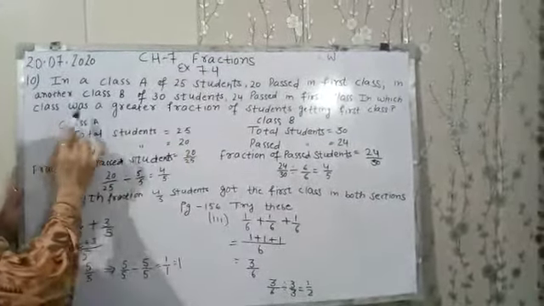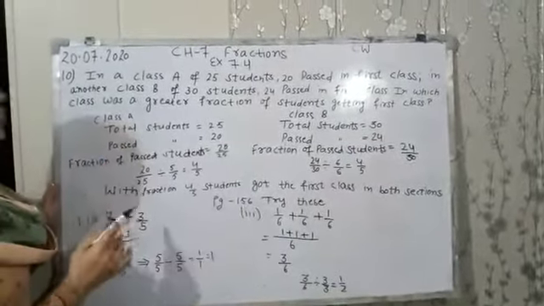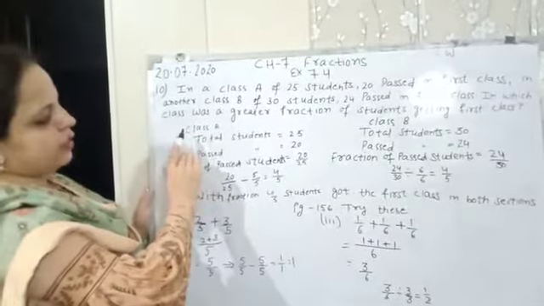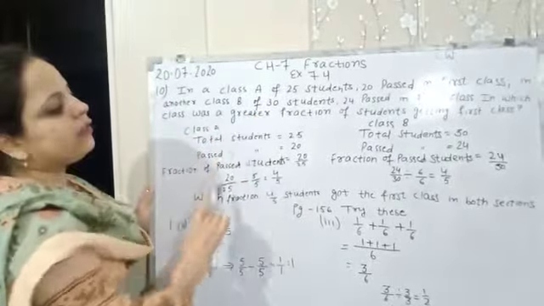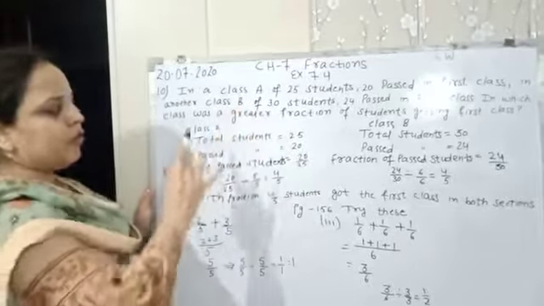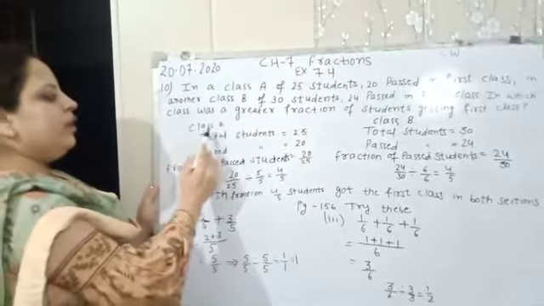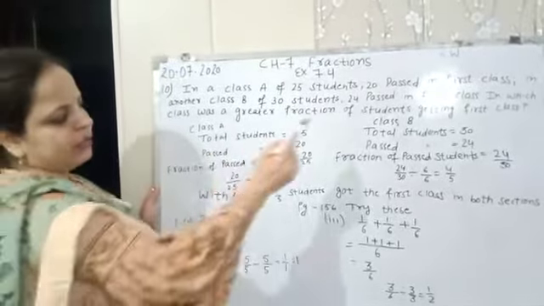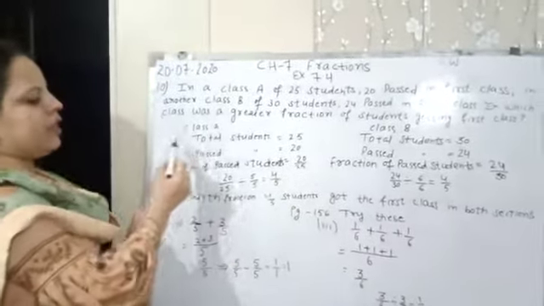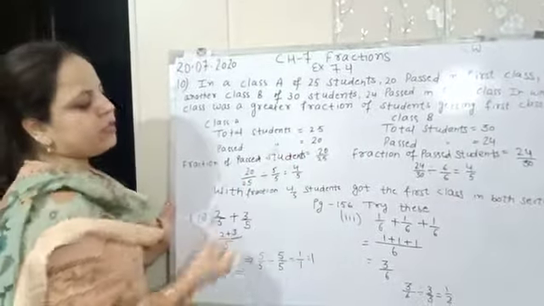Now, in which class was a greater fraction of students getting first class? You have to check here, two classes are given, class A and class B. We will check in which class was the greater fraction of students. Means we want the fraction of students of the different classes, class A and class B. So here we will write the statement of class A and that side we will write the statement for class B. In class A, total students are 25, passed students are 20.